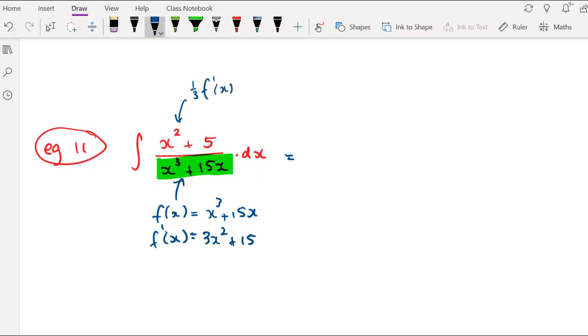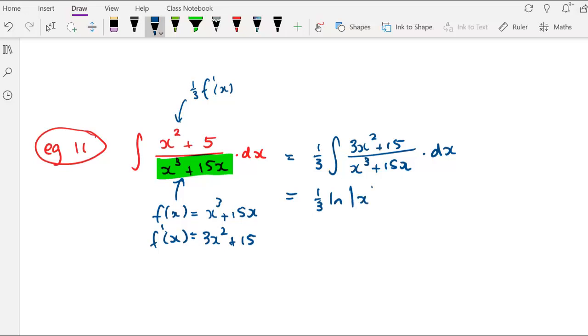So the easiest way to look at this question is realize that if we multiply this by 3, and because we don't want to change the value, we also divide by 3, then we get 1/3 of the integral of (3x squared plus 15) over (x cubed plus 15x). So we've turned this into a special quotient. It will just be 1/3 ln of the original function, x cubed plus 15x, plus c.